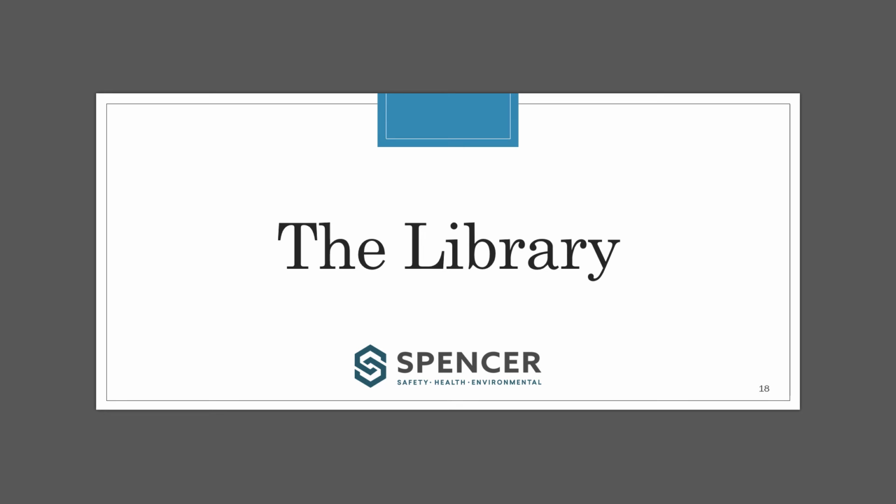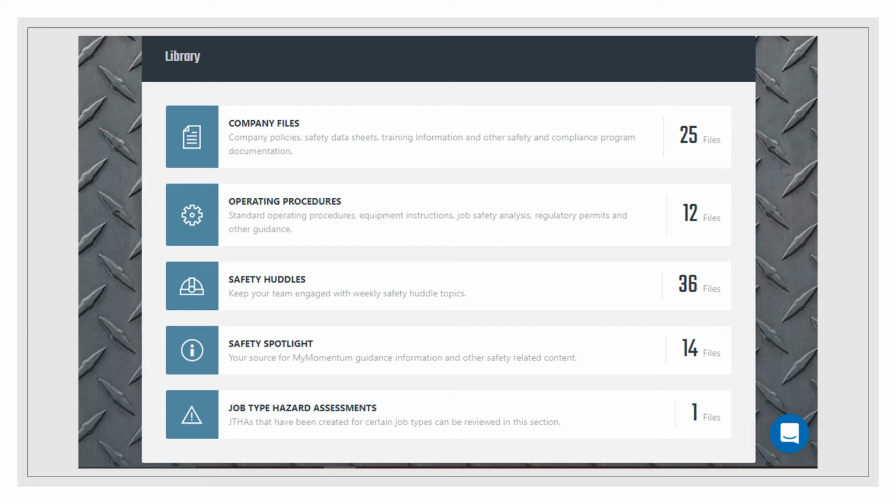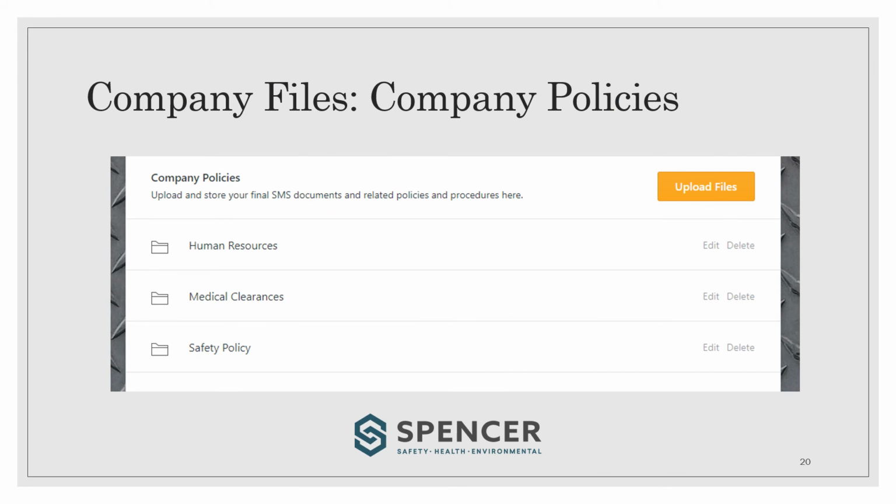So now let's talk about the library. So the library consists of company files, operating procedures, safety huddles, the safety spotlight, and job type hazard assessments. So in the company file section, you can store company policies such as human resources information, medical clearances, and safety policies. And just to reiterate, this is a secure server and only those with permission have access.